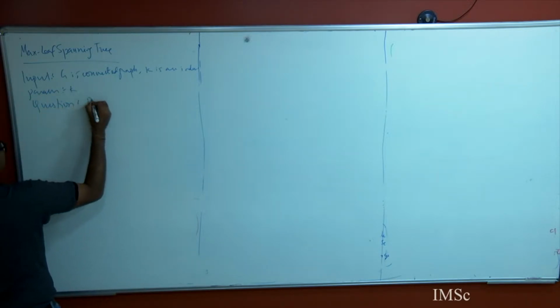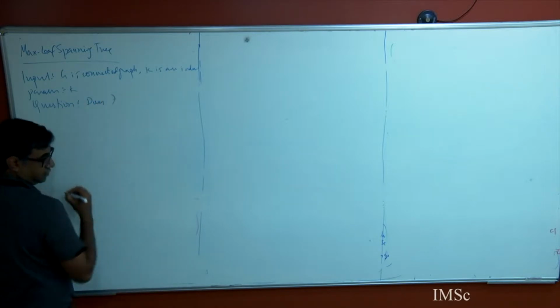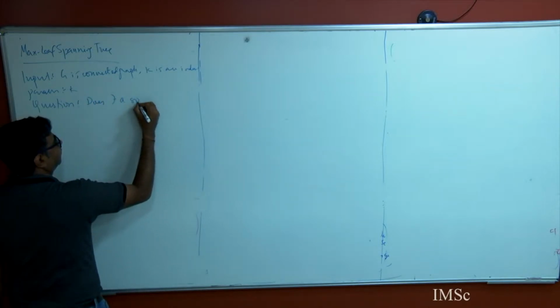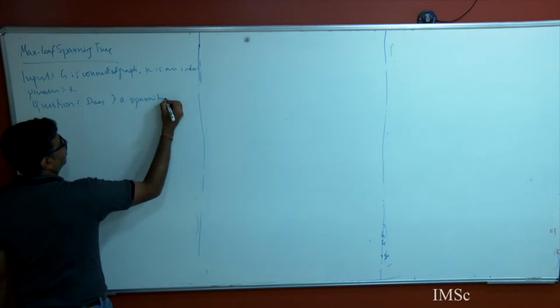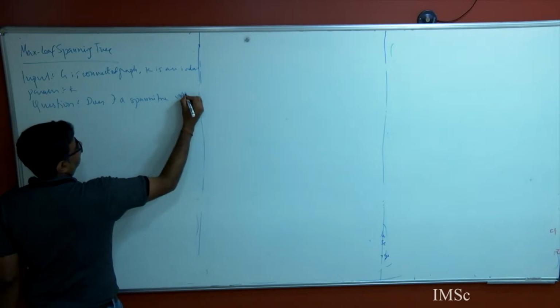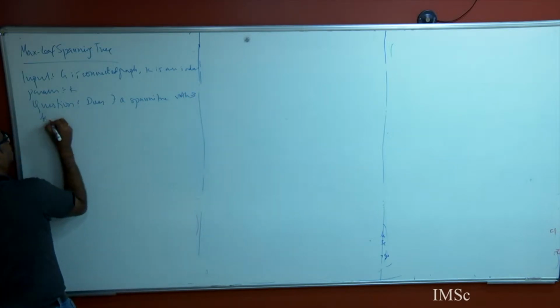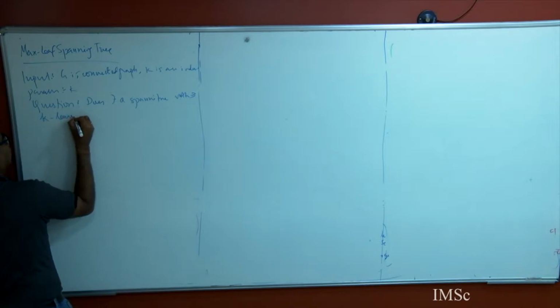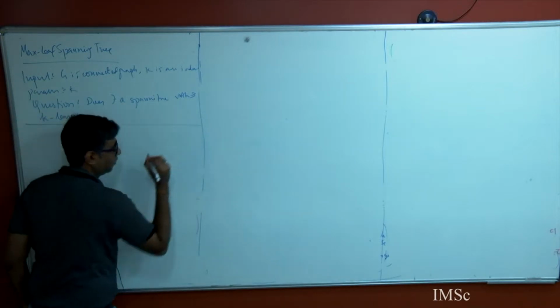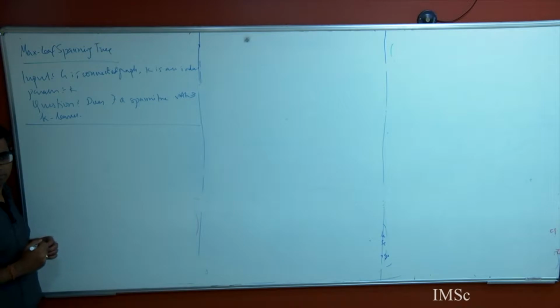Question: does there exist a spanning tree with at least K leaves? I want to make a branching algorithm for this. Do you even see where to start?